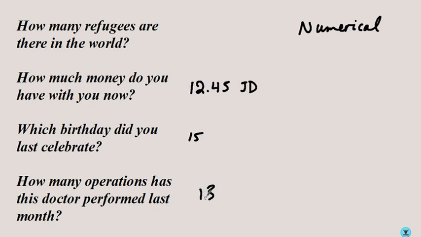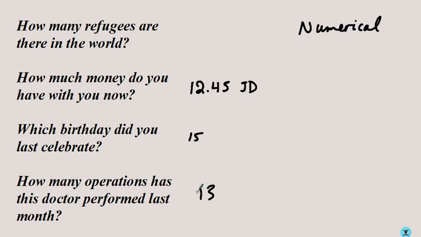If you look at the number of operations this doctor has performed, the number is going to have to be an integer. He can't have operated on 12.5 patients. So this kind of number is a kind that jumps from one value to the other. It's either 13 or 14 or 15. Your last birthday was either the 15th or the 16th. It could not have been the 15.1.